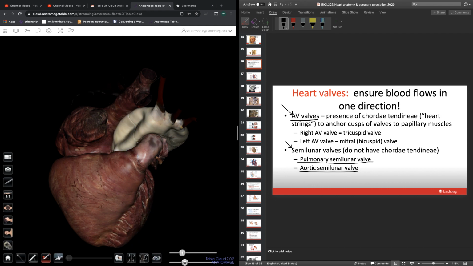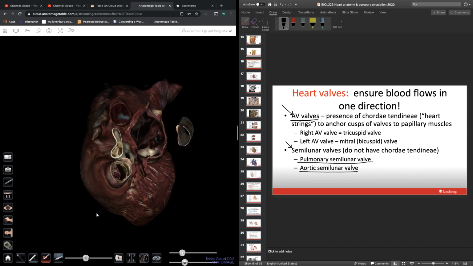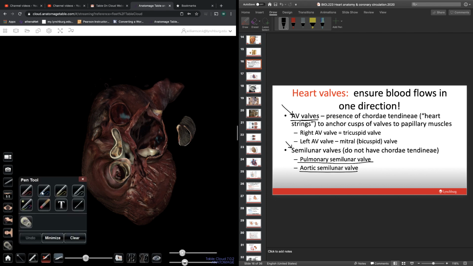Okay, so let's take a look. I can use my clipping tool and cut across the top part of the heart. We can turn it so that we can look down into these vessels. What we see, and I'll circle these vessels, here is our pulmonary trunk, circled in blue. And then this vessel right here is the aorta, looking at it from the top.